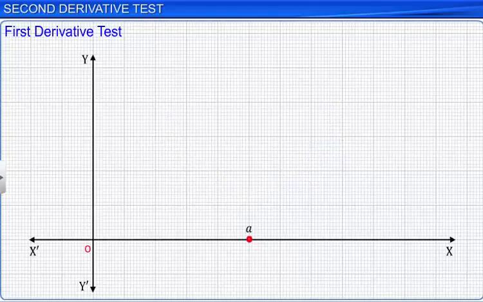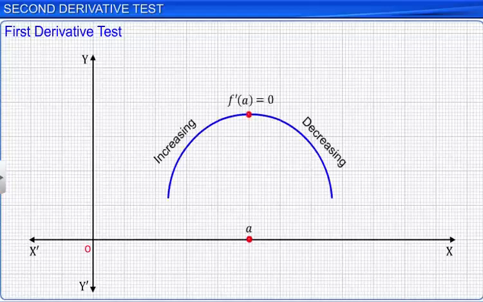Also, if the derivative of f changes its sign from positive to negative as x increases through a point A, then A is the point of local maxima, and the local maximum value of the function is the value of function f at A.